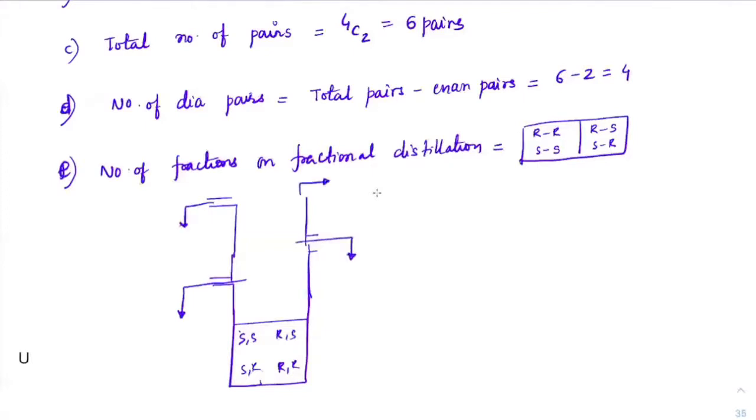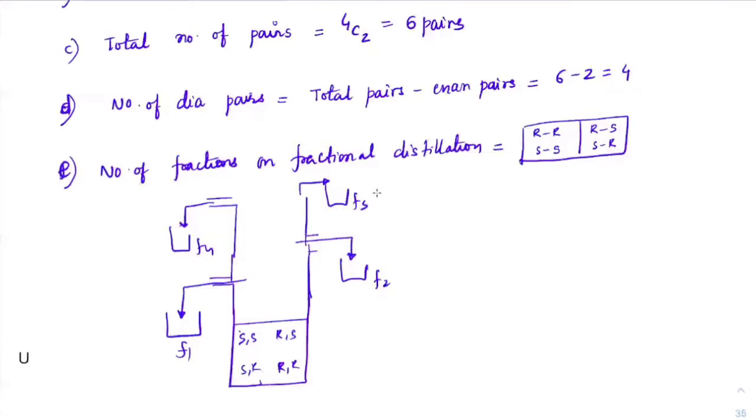Now the question is, like that, how many fractions? This is fraction 1. This is fraction 2. This is fraction 3. This is fraction 4. I hope you understood what I'm trying to say. Now the question is, how many such fractions you will get if you take these 4 compounds? Clear, beta? I'll get only 2 fractions, because SS and RR you cannot separate out because they are enantiomers.